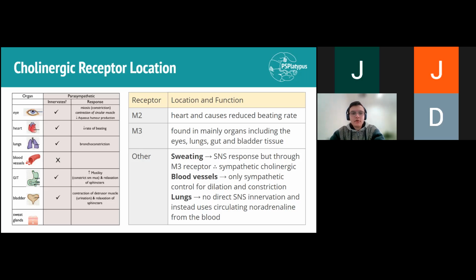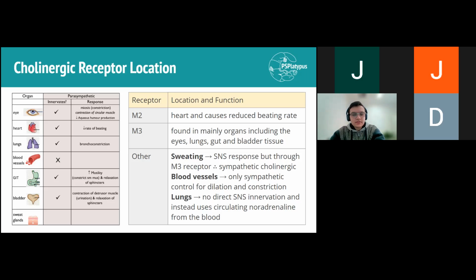It's like a mix of both my sympathetic and my parasympathetic response, which is why we call it a sympathetic cholinergic. So if you see that term, and I don't think it's just for sweat glands, there might be other glands, but for our purposes, sweating is the main sympathetic cholinergic you want to keep in mind.